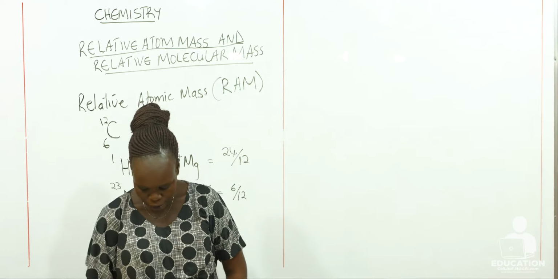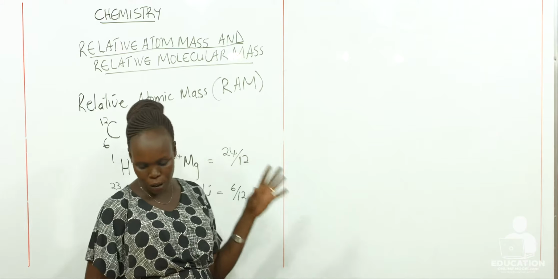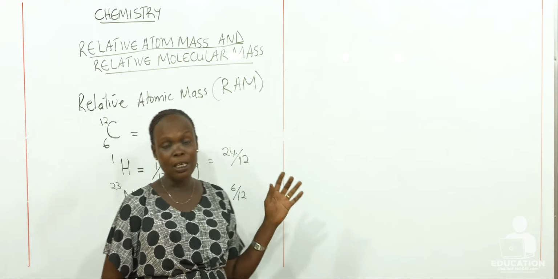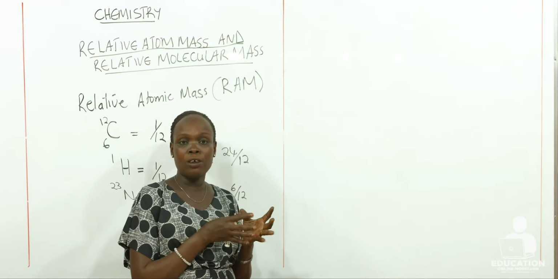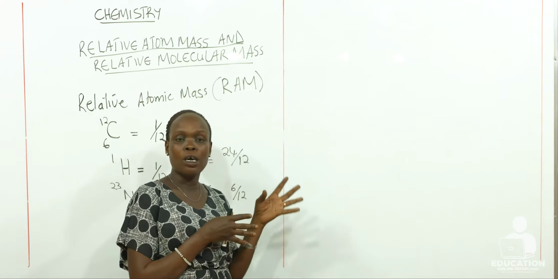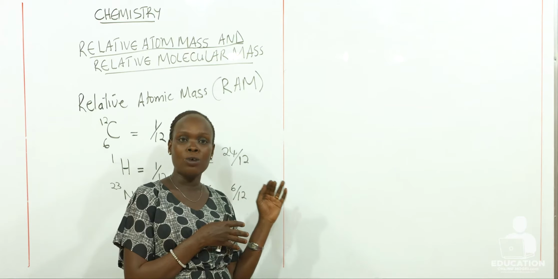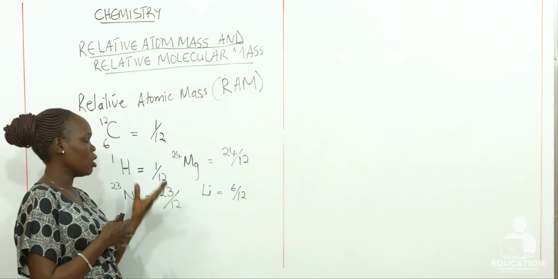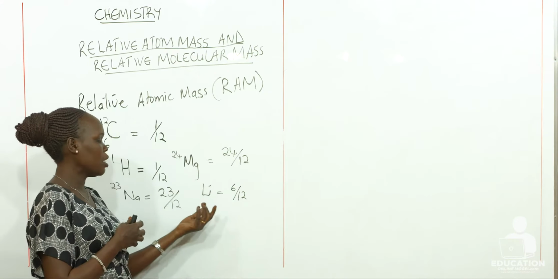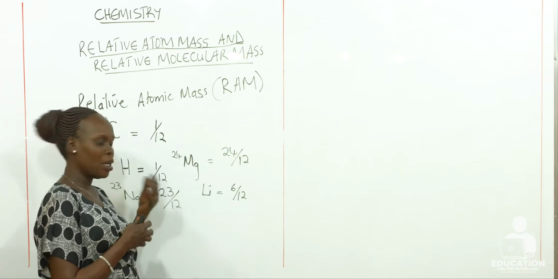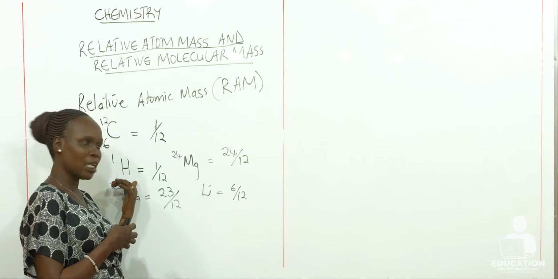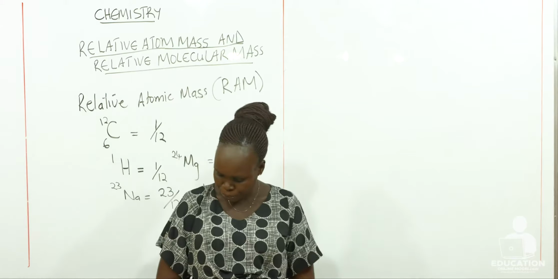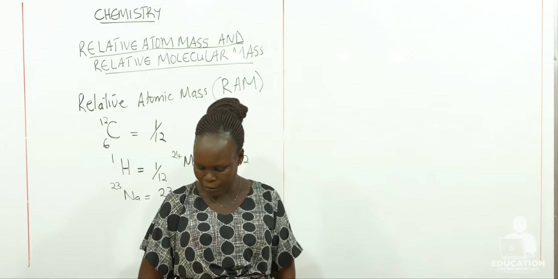So here, if we say that we are getting the relative atomic mass, we are measuring how many times that element or that atom is compared to carbon 12. This is exactly what we have already seen here. So magnesium is heavier, lithium is lighter than carbon, and hydrogen is lighter than carbon, while sodium is heavier than carbon. So you can have copper.